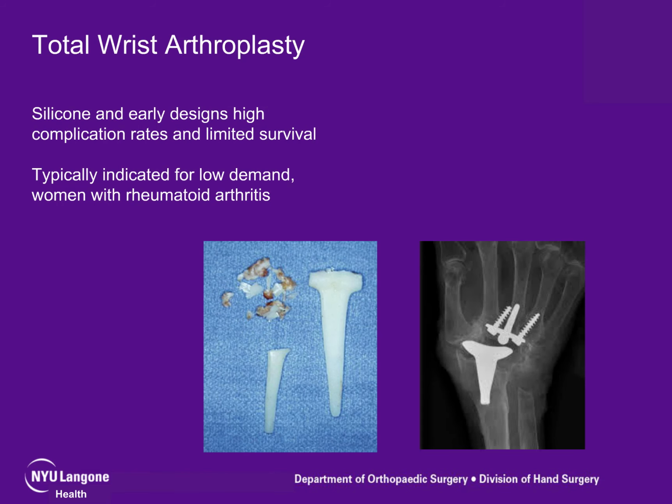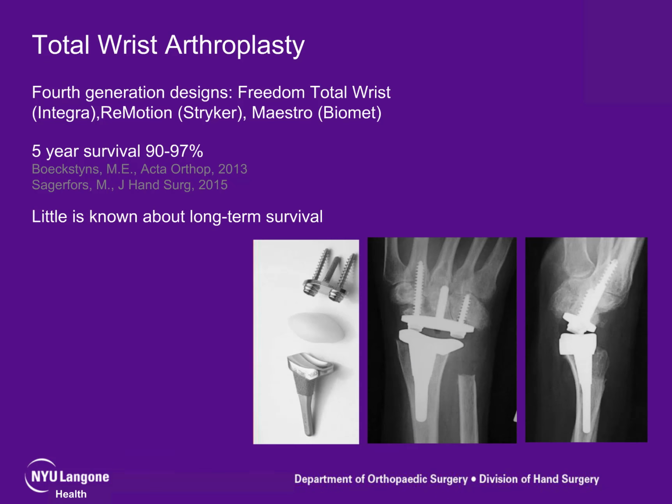And finally, I'm just going to touch on total wrist arthroplasty. The early designs, which included silicone and the early metallic and polyethylene designs, had problems with durability and high complication rates. These were typically indicated for low-demand patients, elderly women with rheumatoid arthritis. But I do want to leave this talk by mentioning that the fourth-generation designs have now been demonstrating 5-year survival rates of about 90 to 97%. We still don't know about the long-term survival, but the results look promising.